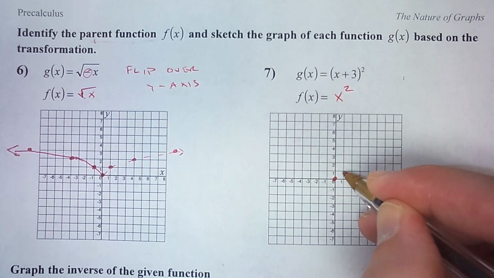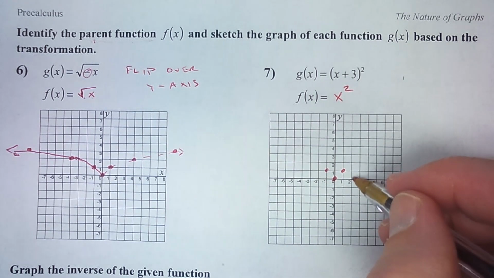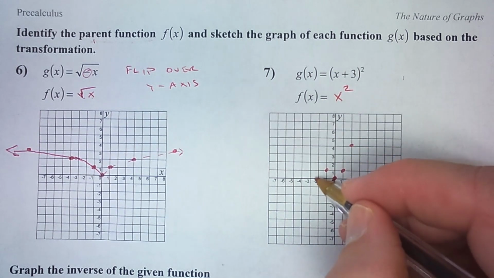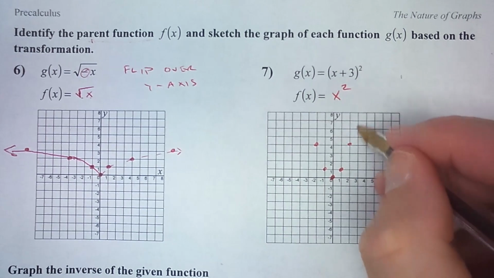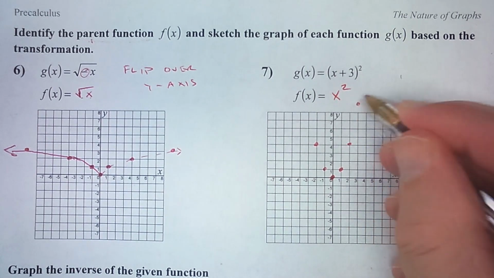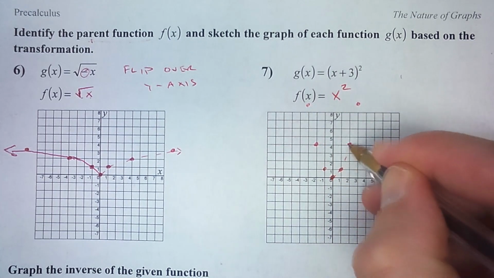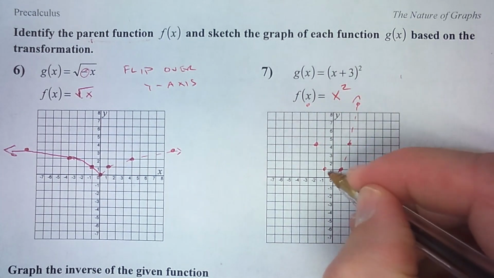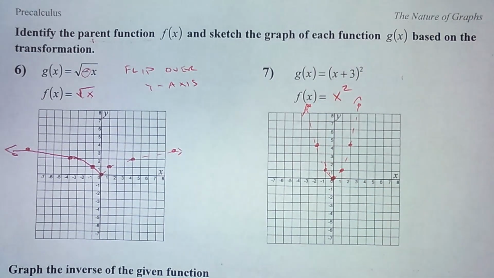So we have 0 squared, 1 squared, and negative 1 squared are both 1. 2 squared is 4, negative 2 squared is 4. 3 squared is 9. That's a little bit off the graph, but that's okay. Negative 3 squared is also 9. So this is the parent function.